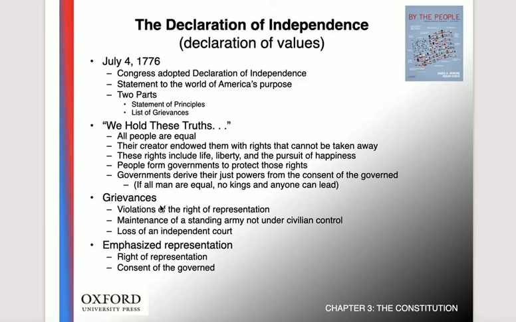And that people form their own government to protect their own rights, and governments derive their just powers from the consent of the governed. And then they listed this long list of grievances, complaints they had about the king and about Great Britain, violations of their rights of representation, leaving that standing army under civilian control, and then also the loss of their independent courts. So they emphasized their rights of representation and that they wanted to give their consent to be governed.